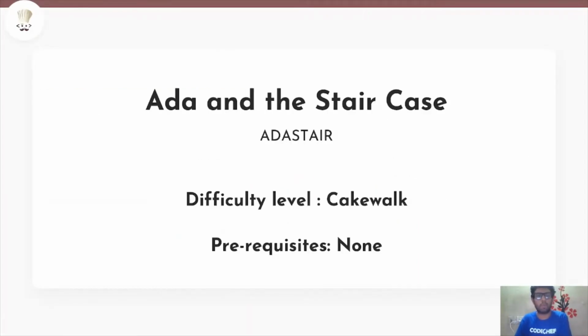Today we're going to be solving the problem ADASTAIR, staircase, with the code ADASTAIR, and the difficulty level of this problem is cakewalk. Let's get started.